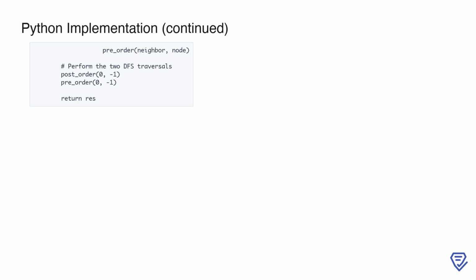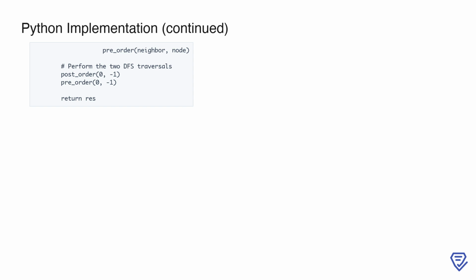After the post-order traversal, we move to the pre_order function, which performs a second DFS. This time, the goal is to propagate the distance calculations to all nodes in the tree. For each neighbor of the current node, the formula res[neighbor] = res[node] - count[neighbor] + n - count[neighbor] allows us to compute the result for the child node based on the parent's result. This adjustment accounts for the distances gained or lost when shifting the root from the parent to the child.